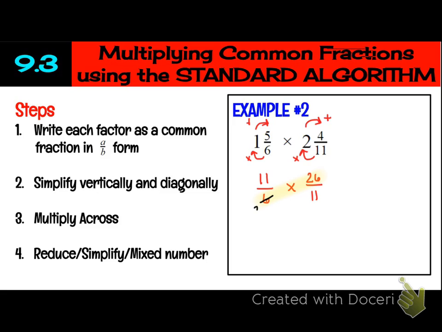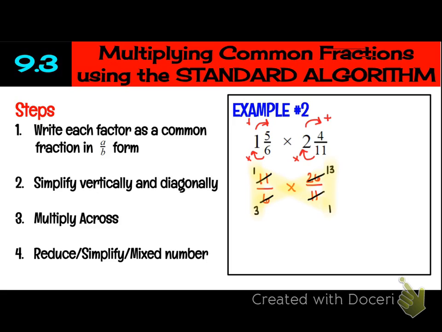2 goes into 6 3 times. 2 goes into 26 13 times. I'm going to check the next diagonal, which is 11 and 11. I see that they're the same number, so I know 11 goes into 11 one time, and 11 goes into 11 one time. I'm going to check my vertical numbers. I have 1 and 3. Nothing goes into both 1 and 3. I have 13 and 1. Nothing goes into both 13 and 1.